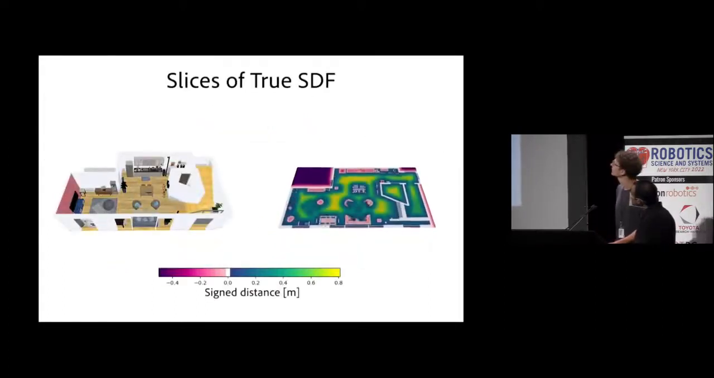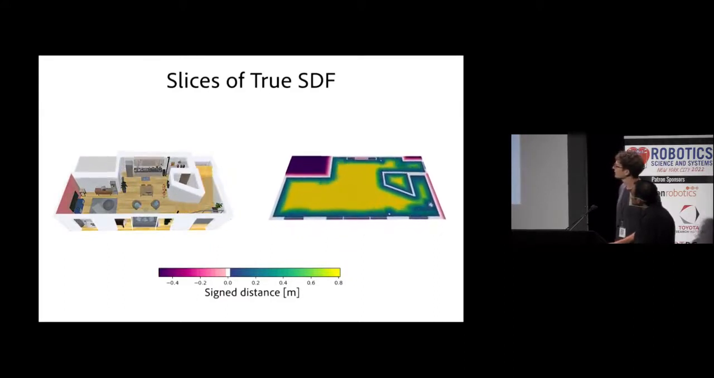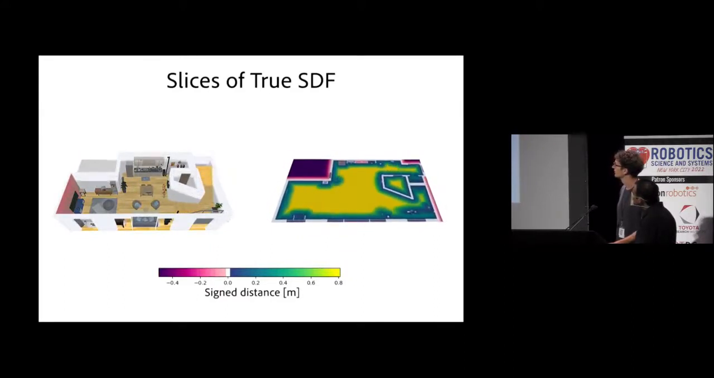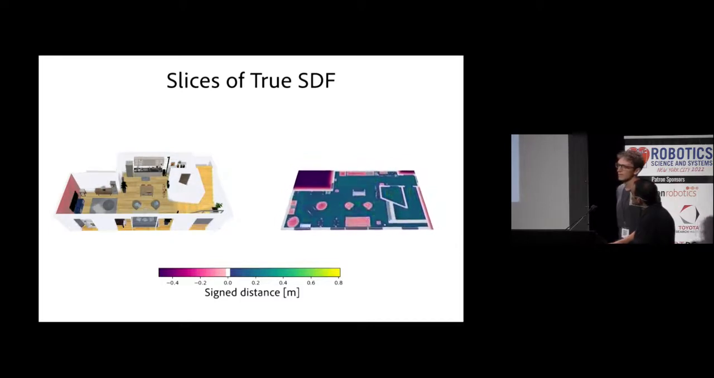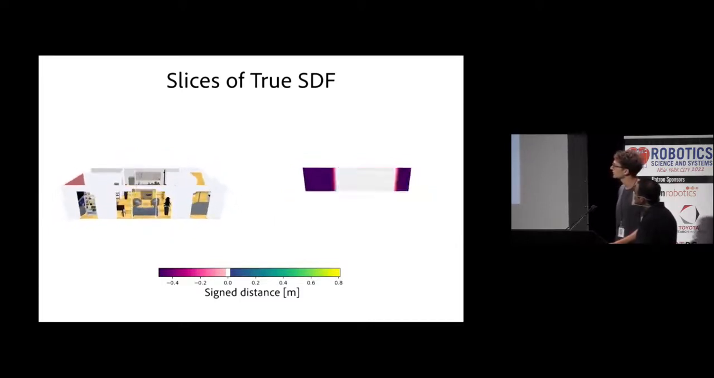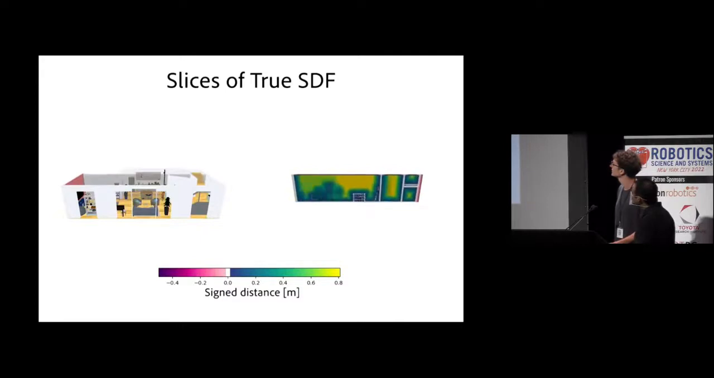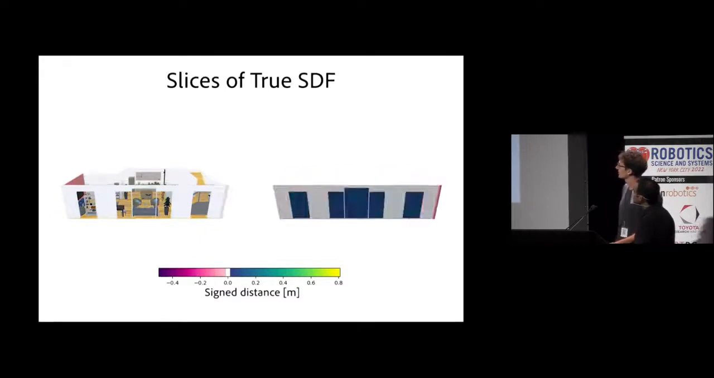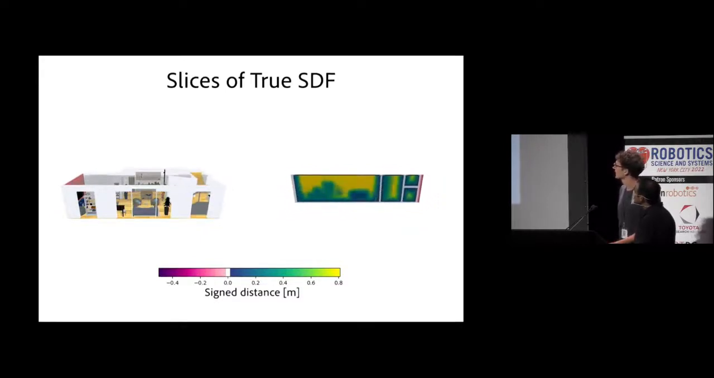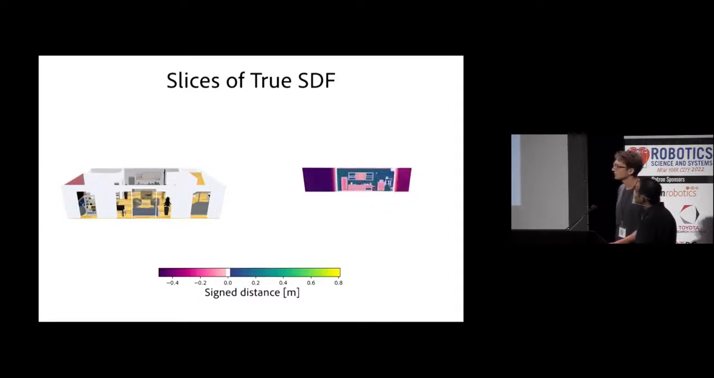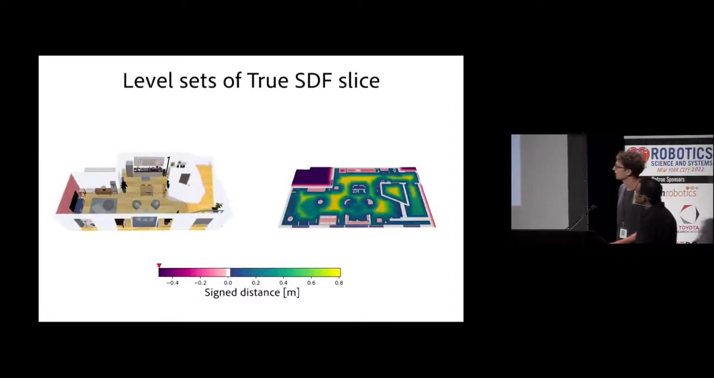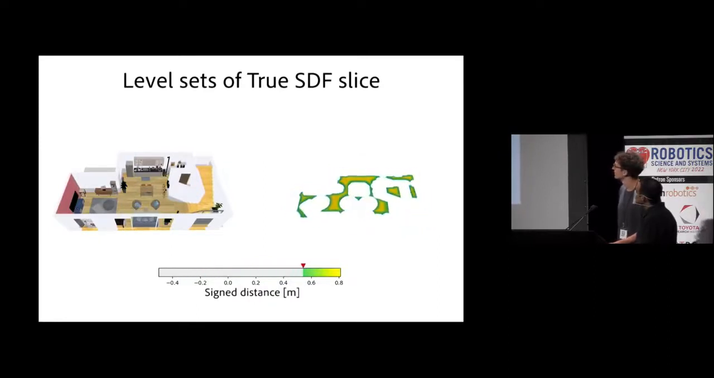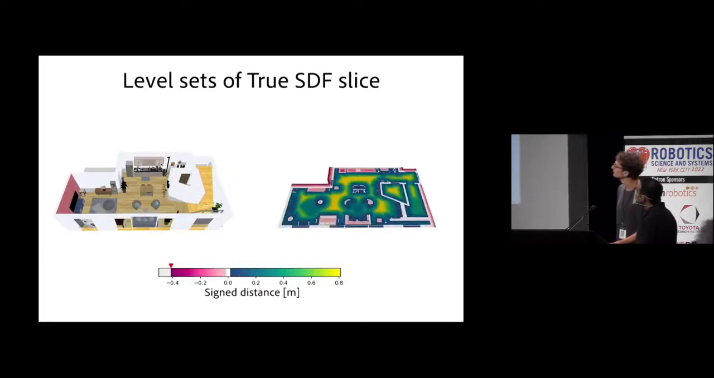This reconstruction is produced by training a neural network in a continual learning manner. First, we're going to show some slices of the ground truth signed distance field for the environment. The signed distance field maps x, y, z coordinates to the distance to the closest surface to that point. Here we show positive values of the signed distance outside of objects in green and blue, and we show negative signed distances inside objects in purple and pink. Here we're visualizing level sets of the signed distance field. Note that the zero level set encodes the surface geometry of the environment.